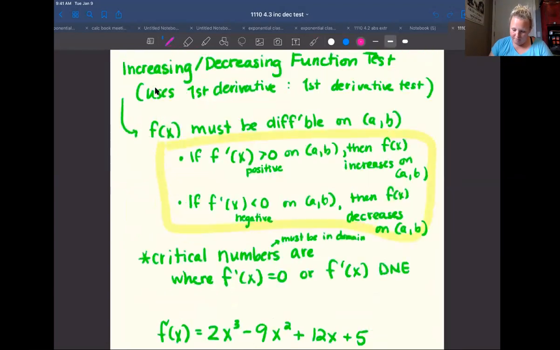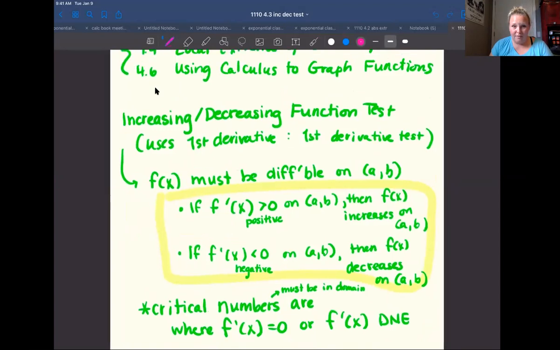So, but I can leave this up if you want me to. It's called the first derivative test or an increasing, decreasing function test, I think is what your book actually calls it. But it's using the first derivative to figure out where the function increases and decreases.